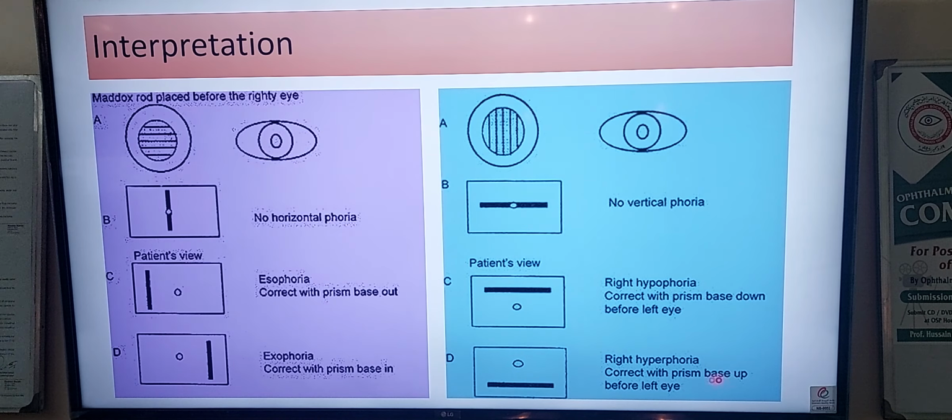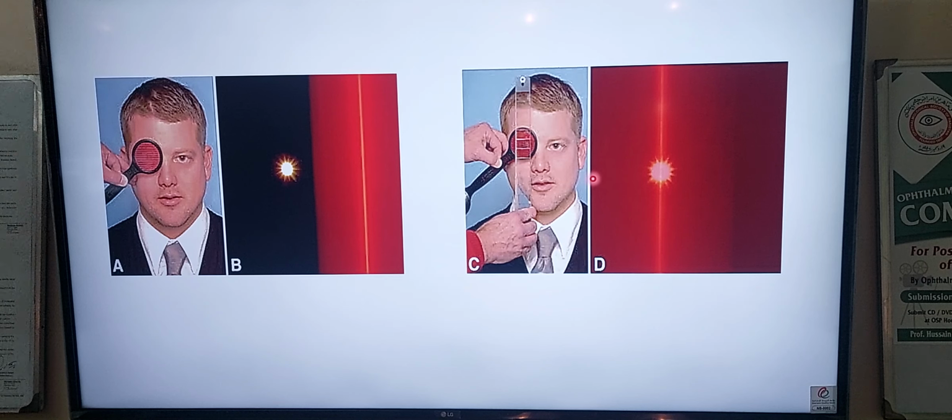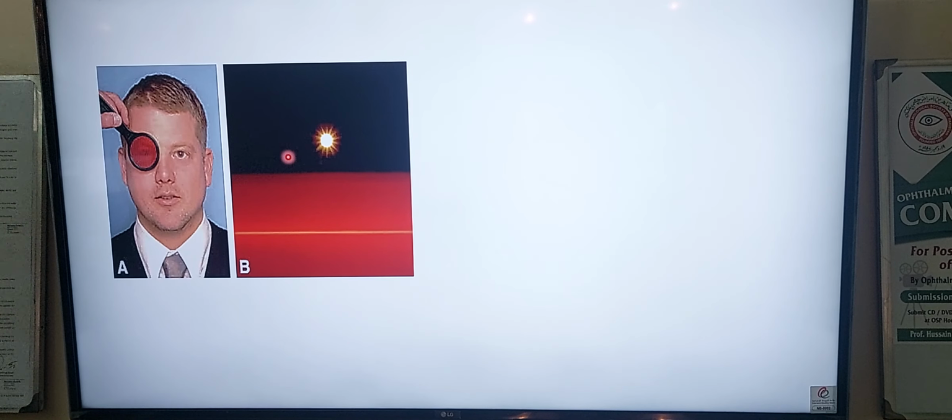Now tell me what kind of deviation is this? Is this a vertical or horizontal deviation? Horizontal. Okay, is this eso or exo? And now the patient has become orthophoric and the prism will be base in or base out? Base out. Prism base out. Exo. Okay, fine. Okay, what kind of deviation is this?